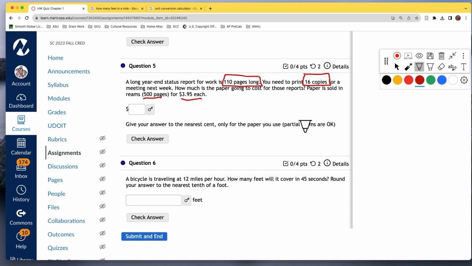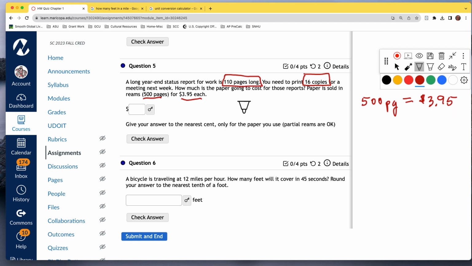So they're saying, so this is where, you know, if you're going to have to buy these papers, you have to buy a full ream. Nobody's going to sell you a partial ream, but they're saying maybe they would sell you a partial ream. So what do we need to do? Well, we have this, basically this factor that 500 pages is equal to $3.95. That's sort of our, if I have $3.95, I can buy one ream, is what I'm thinking. And one ream will have 500 pages. So this is going to be my conversion factor.